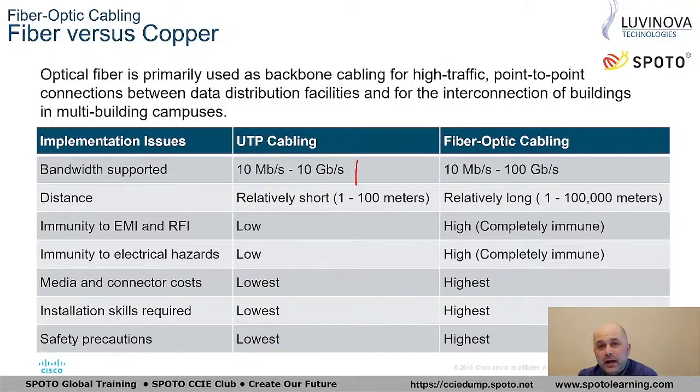Immunity to EMI and RFI. It's low for UTP cabling and high for fiber optics. Fiber optics is not affected by those distortions. Immunity to electrical hazard. Again, fiber optic is highly immune to electrical hazard, only because the carrier of the data is a light pulse. Media connection cost: UTP is the lowest, but fiber optic cables have a very high cost.